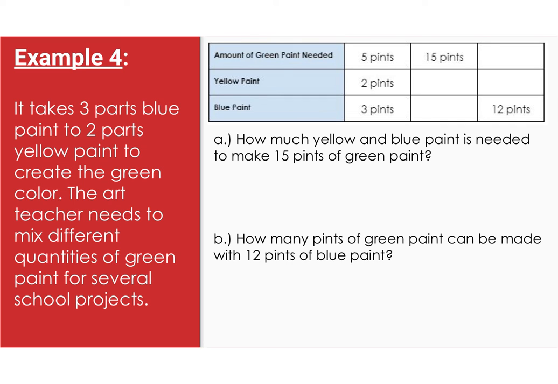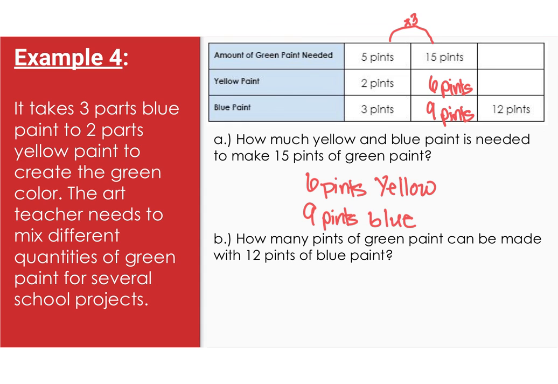So I can start with my original ratio and say, well, what does it take? What do I multiply by to get from 5 to 15? And that's times 3. So I'm going to multiply all my ratios times 3. And that gives me 6 pints of yellow and 9 pints of blue.